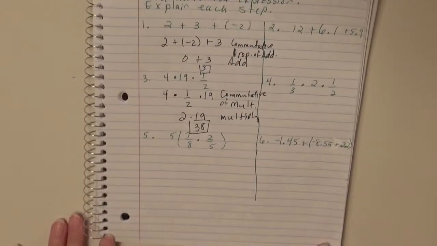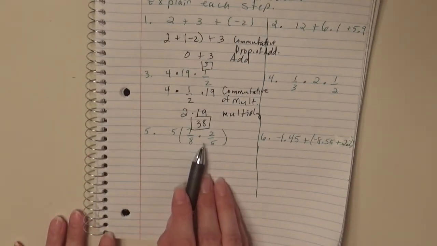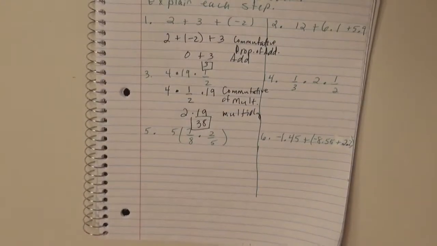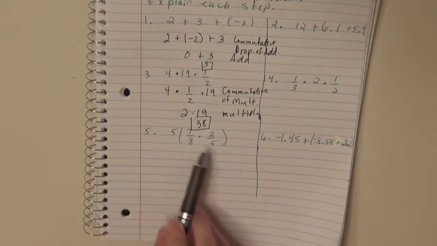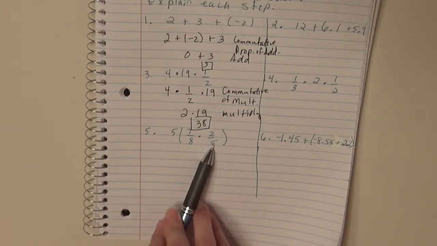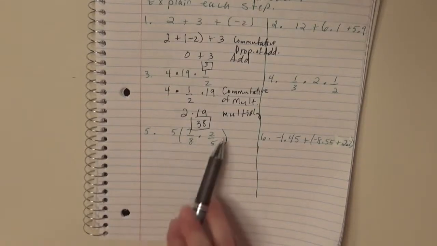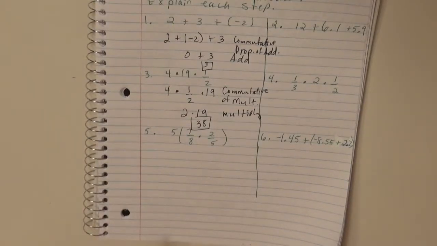Number 5. I've got 5, and then in parentheses I have 7/8 times 2/5. Now, because we've been working so much with fractions, I know that I can reduce factors crossways. And I notice I've got a 5 here and I've got a 5 in the denominator. So I think it might be easy if I just started with 5 times 2/5. So what can I do?